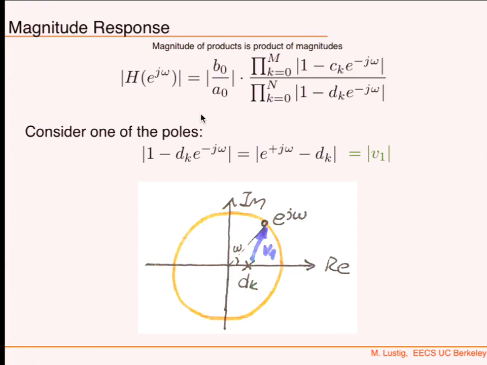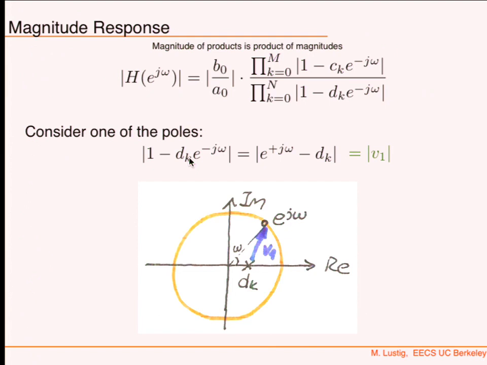Okay, so let's just consider the case of one pole. If you have one pole, the pole is actually at dk. So 1 minus dk e to the minus j omega. We want to look at the magnitude of that. If I know the magnitude of that, then I can find the magnitude of the frequency response. If I have only one pole, then H(e^j omega) will be 1 over the magnitude of this.